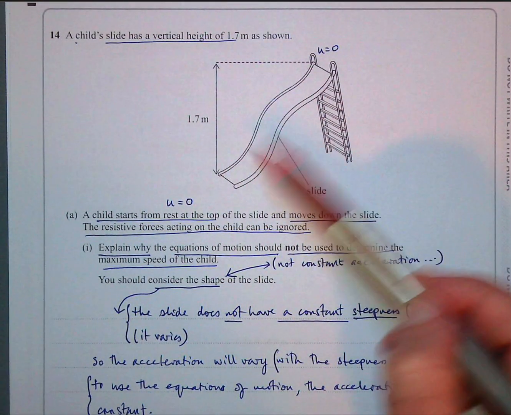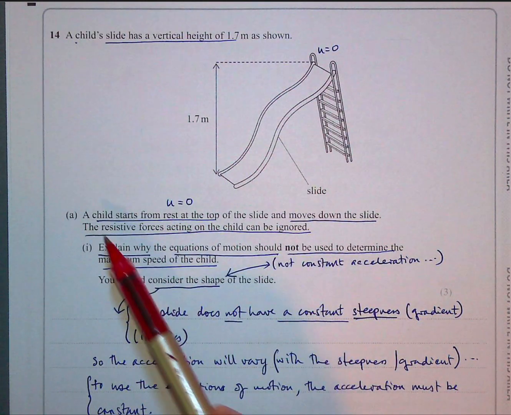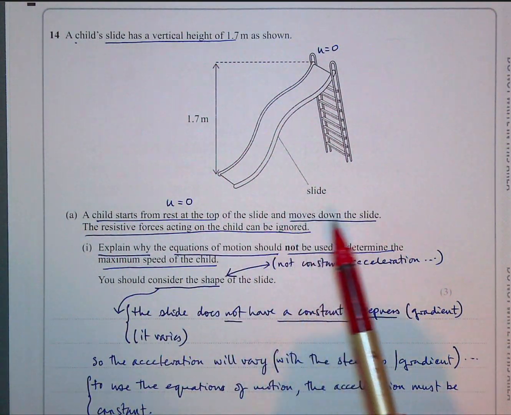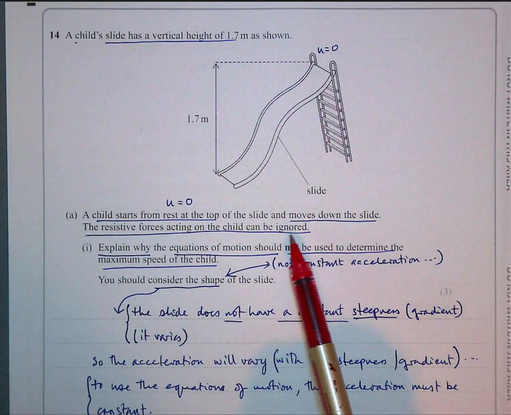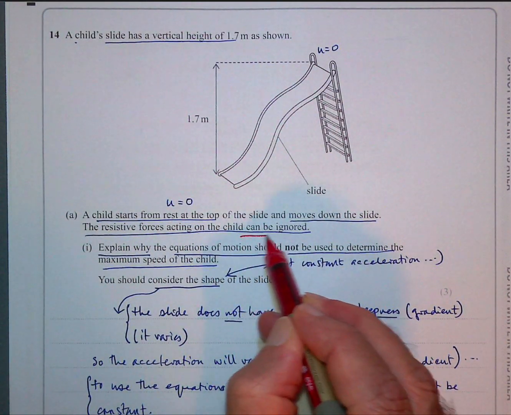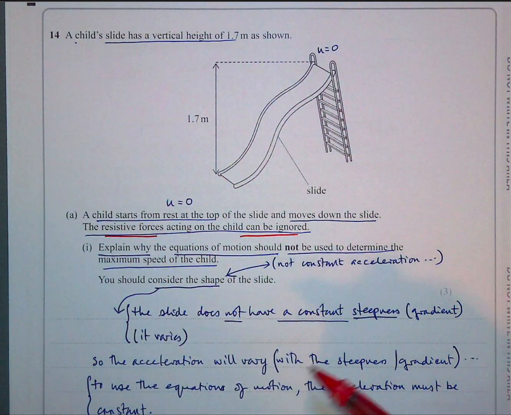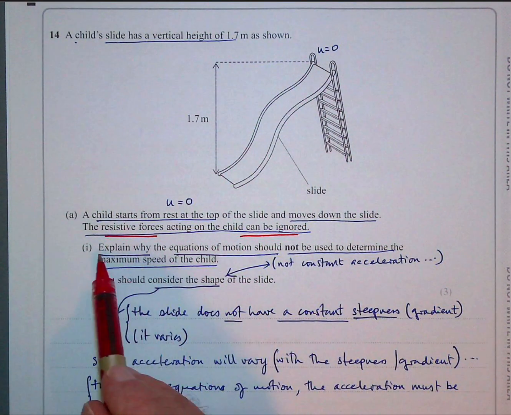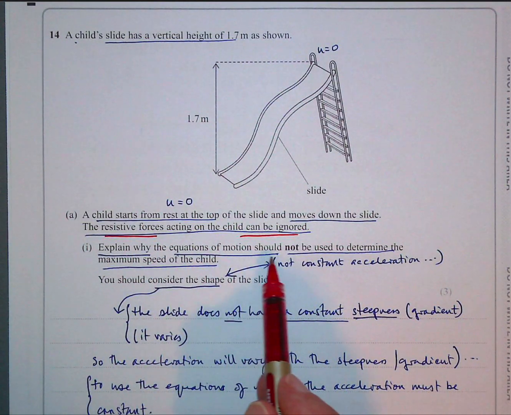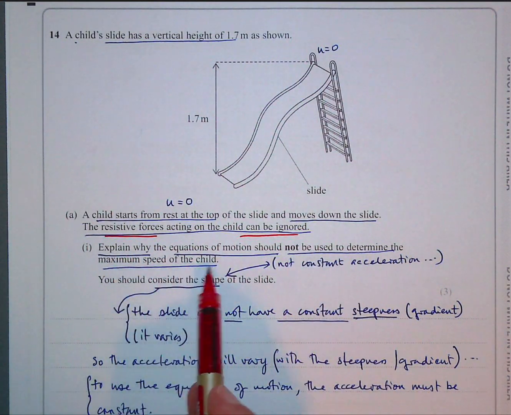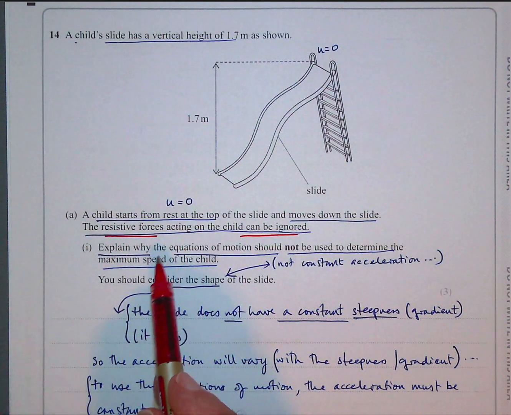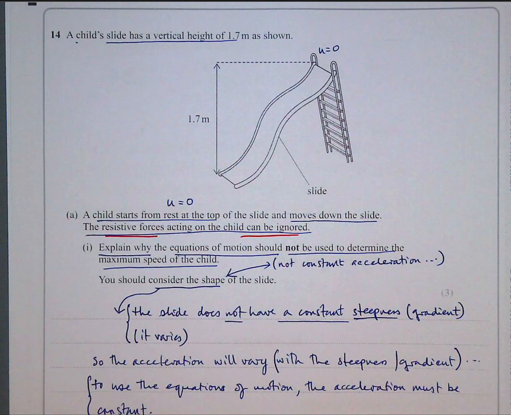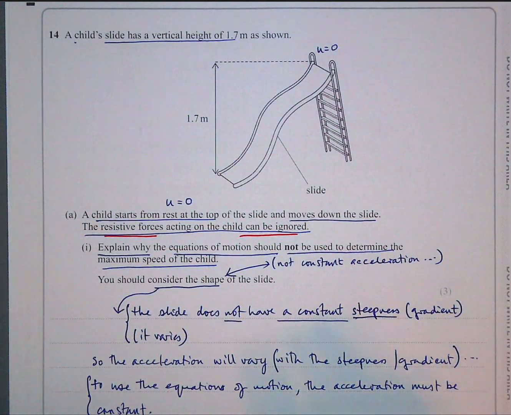As shown, it's gone there, but you can see it's not a straight slide. The child starts from rest again, 0 at the top, and moves down the slide. The resistive forces acting on the child can be ignored. So again, we have to ignore the resistive forces, otherwise we can't do the mathematics simply. Explain why, it says. So we're talking about an explain. The equations should not be used to determine the maximum speed of the acceleration. So resistive forces have been removed. So now we've got to explain why the physics does not work in a simple way.